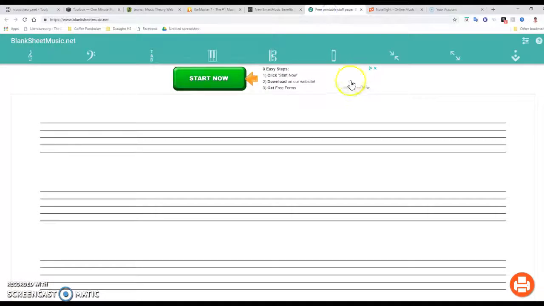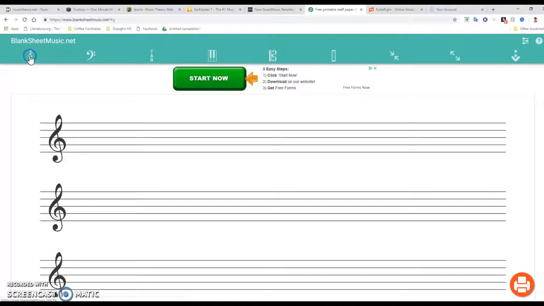This is a nice website that I used a lot as a teacher. It's called blanksheetmusic.net. So on those times that you need paper for them to write their songs on, this is great because you can also customize it a little bit.